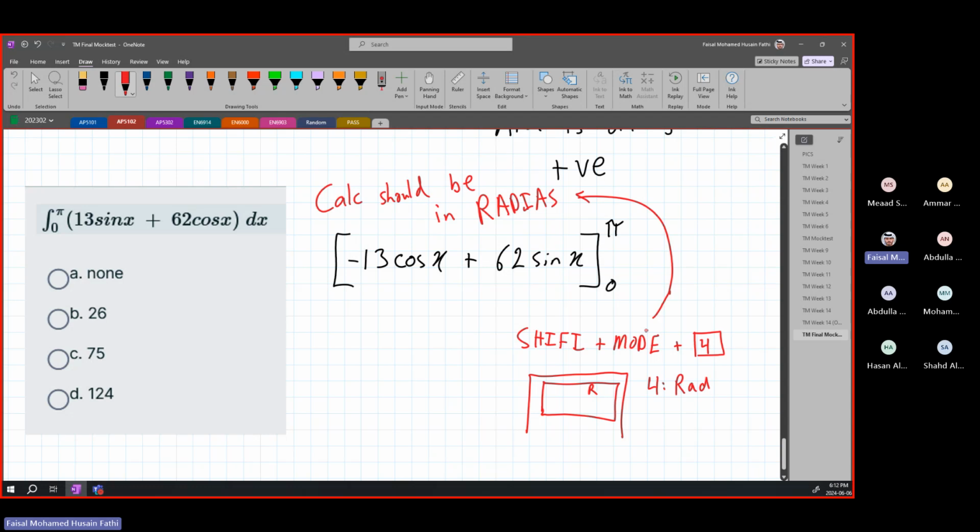So it's going to be minus 13 cosine x, alpha x plus 62. Sorry, we're just going to do it directly. So it's going to be 13 sine of x plus 62 cosine x from 0 to pi. Again, pi is in the calculator. It's just shift pi.